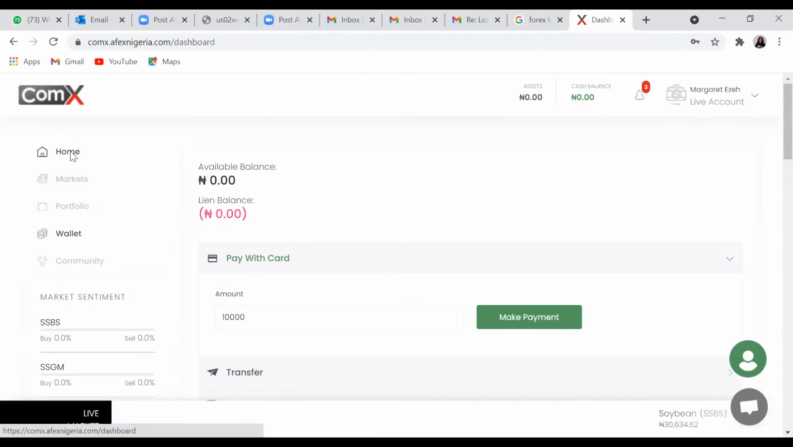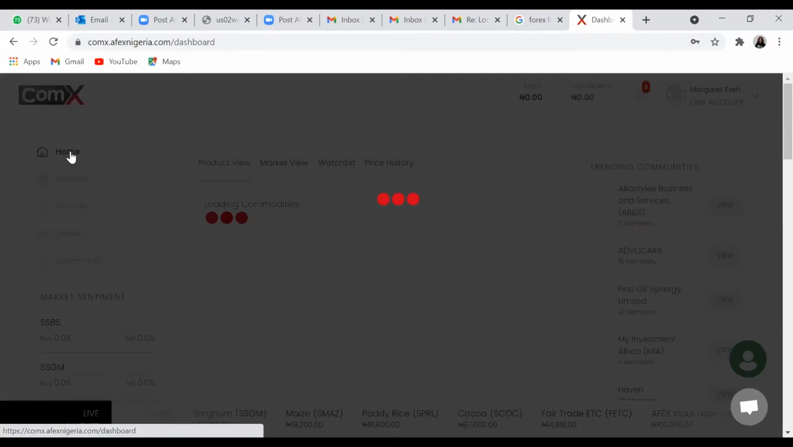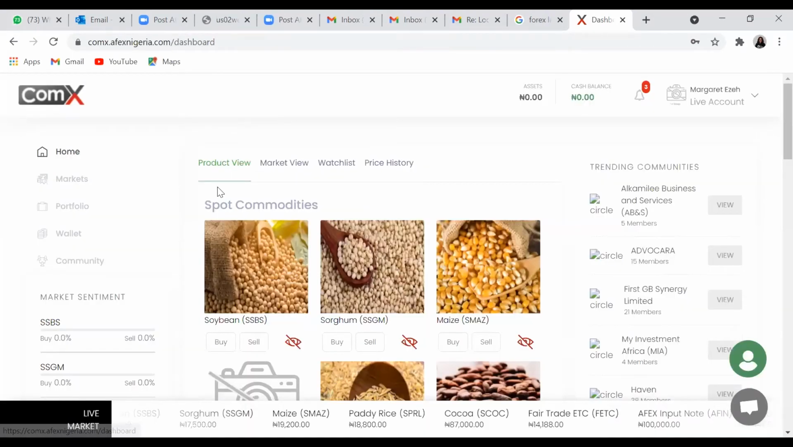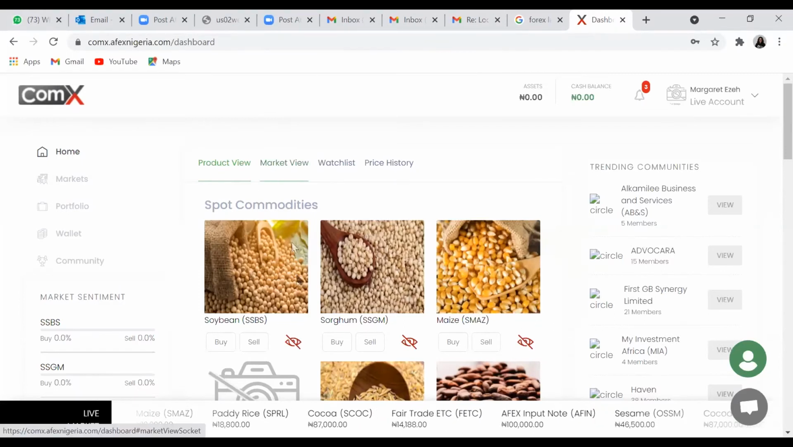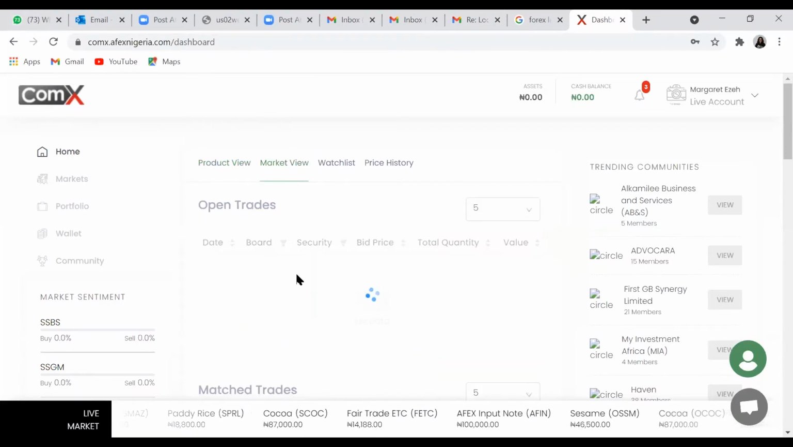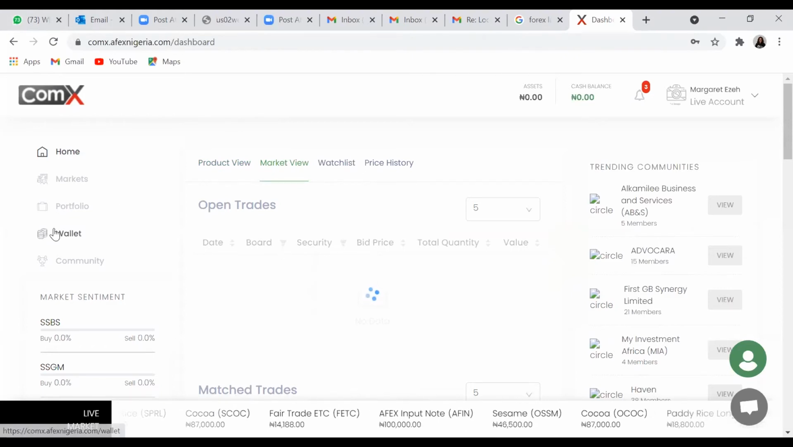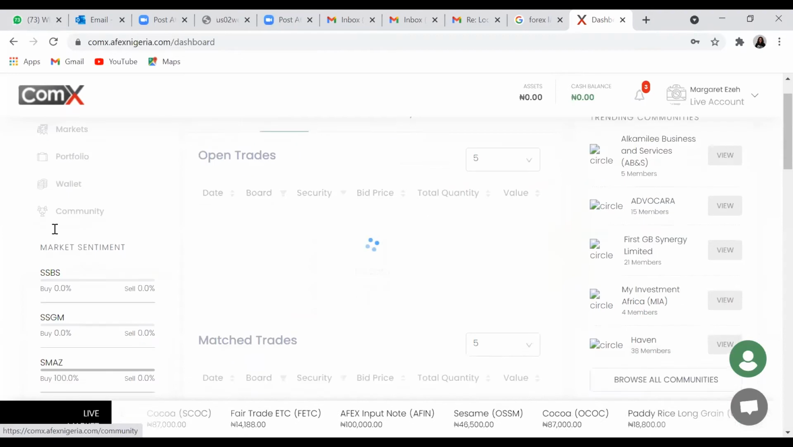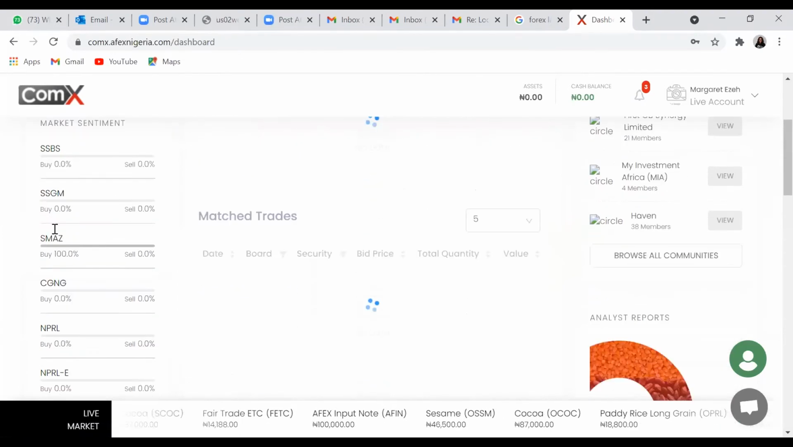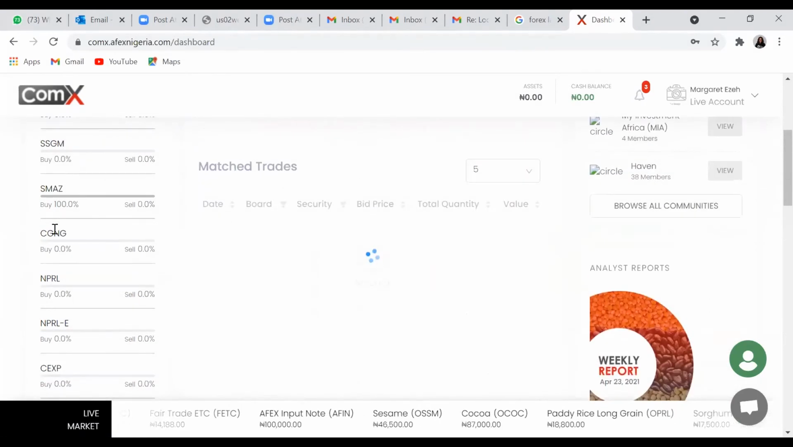So in general, we have shown you the product view, how to buy and sell on the ComX platform. We have also explained the concept of match trades to you, as well as how to fund and how to withdraw on the platform. Those are the major activities that happen on the ComX platform. So if you have any questions, please go ahead and ask your questions.